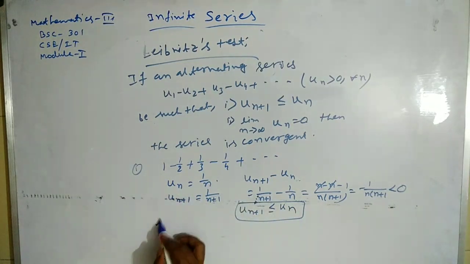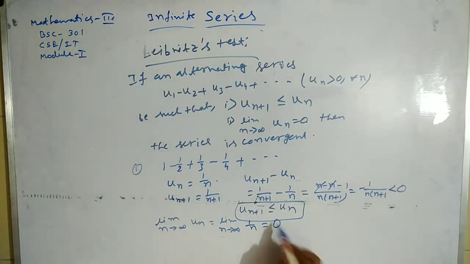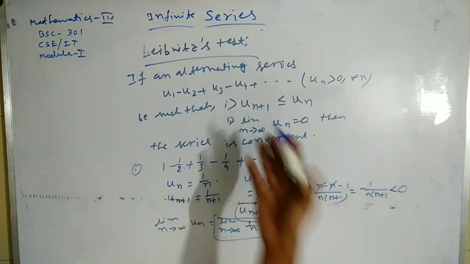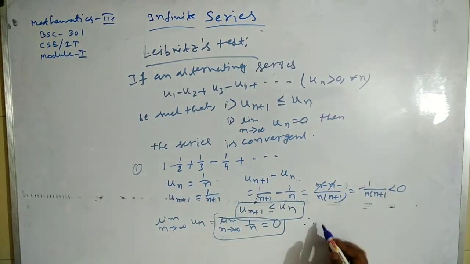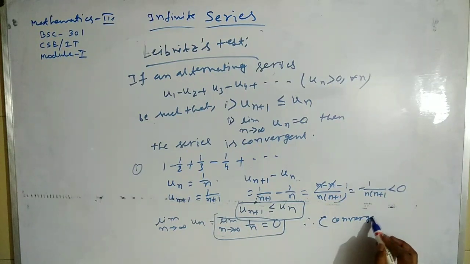Now the second condition, that is limit n tends to infinity un, and here un is 1 by n, and limit n tends to infinity 1 by n is 0. So the second condition is also satisfied. So since 1 and 2 both are satisfied, we can say that the given alternating series is convergent. So for being convergent, both the conditions have to be satisfied.